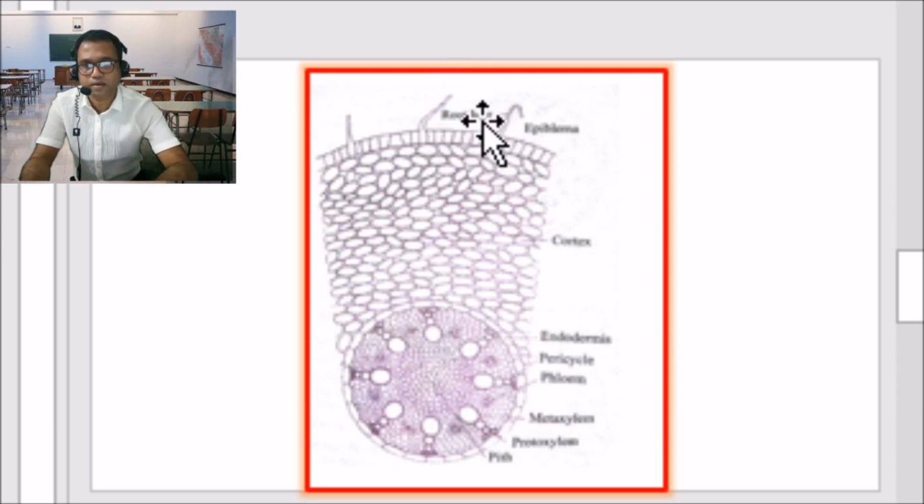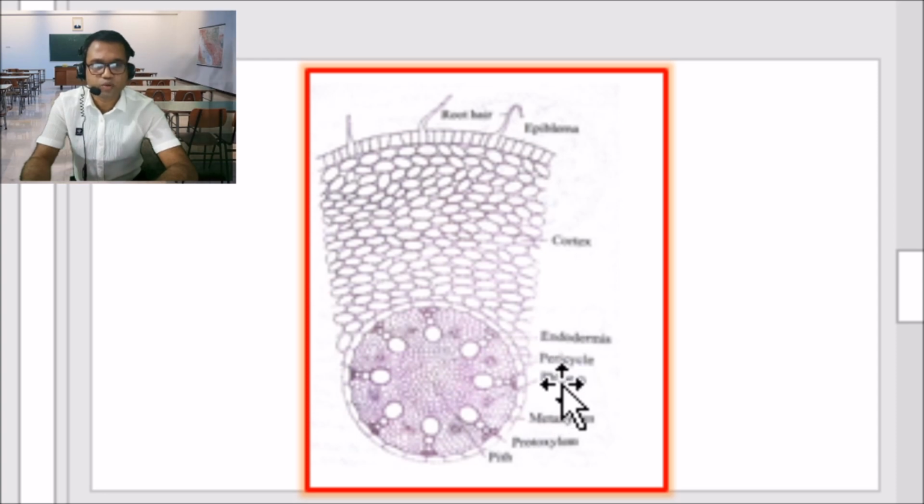This outer hair is known as root hair, and this single layered portion is known as epiblema. This section is known as cortex. At the round we can see a circle. The outer part of this circle is known as endodermis, and the inner part of this endodermis is known as pericycle.